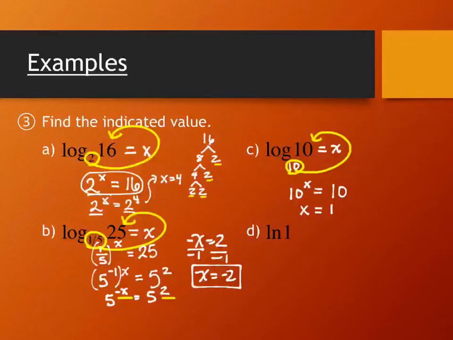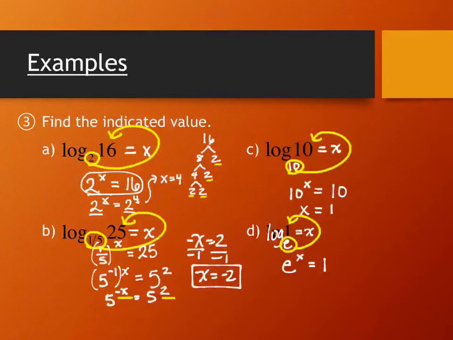Now, the next one, same thing. This has got equals x. This is a log base e, right? That's what natural log is. It's log base e. So we'll circle and draw our arrow around. So it's e to the x equals 1.